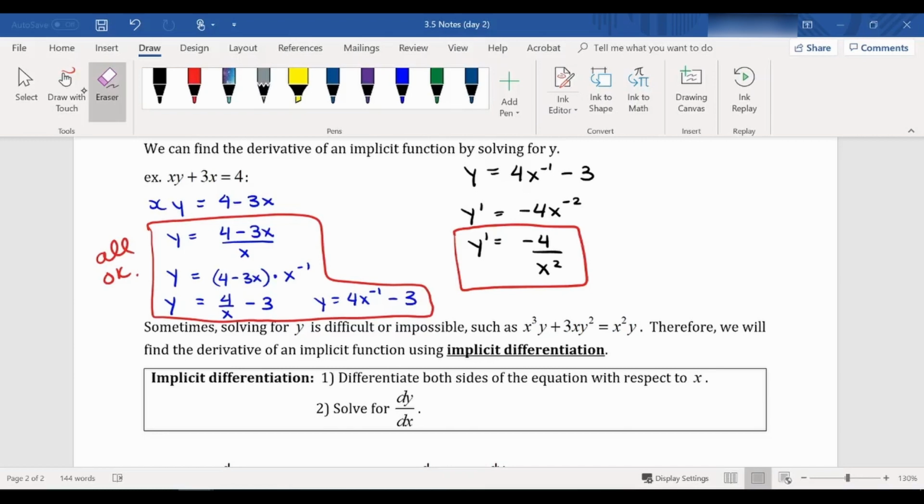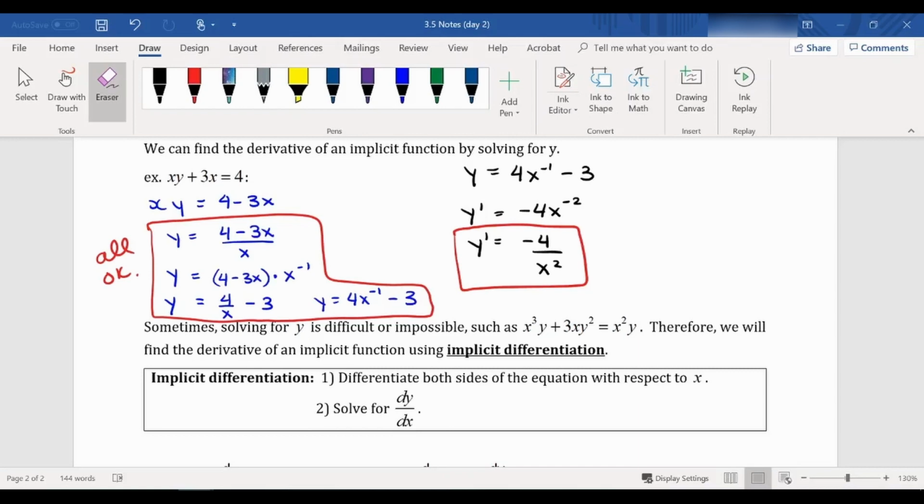Now, if we look at this next function I've given you, x cubed y plus 3xy squared equals x squared y, isolating y isn't really possible. Sometimes we've got these functions where isolating y is either very difficult or not possible at all. We can still graph this function on Desmos and we can still draw tangent lines to this function. It's simply that we can't solve for y and we can't find our derivative in our usual way.